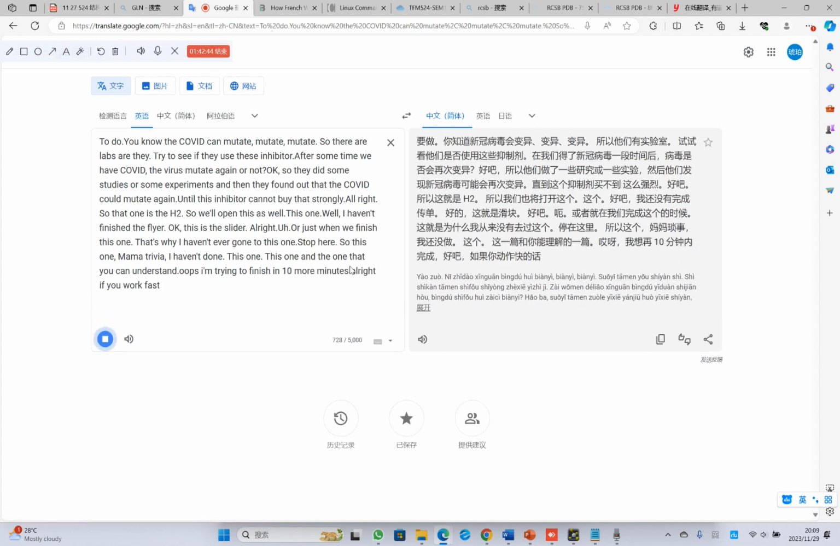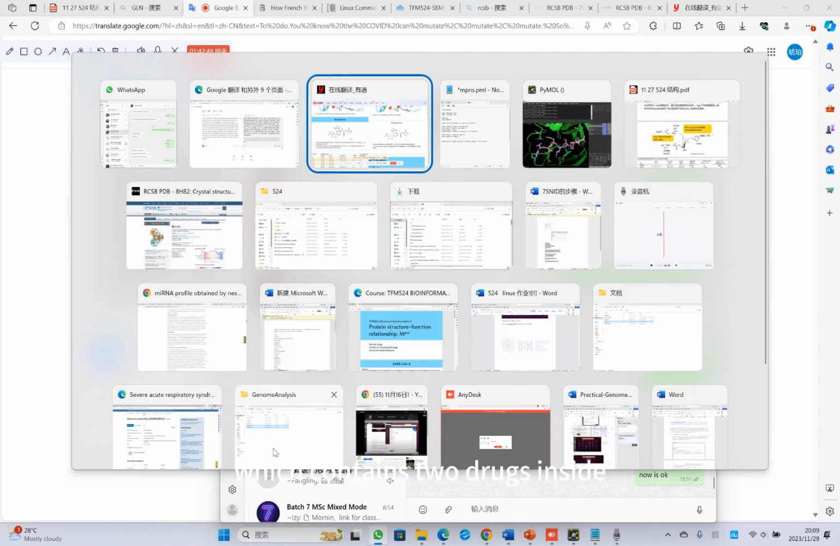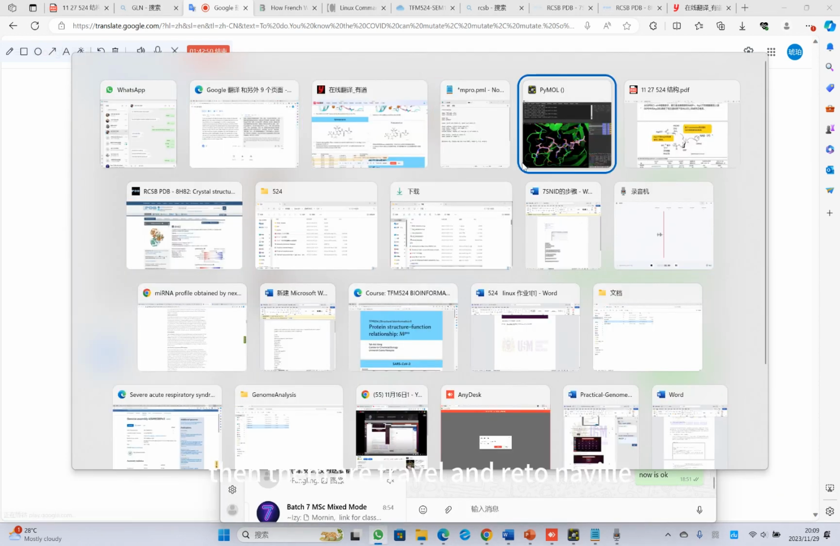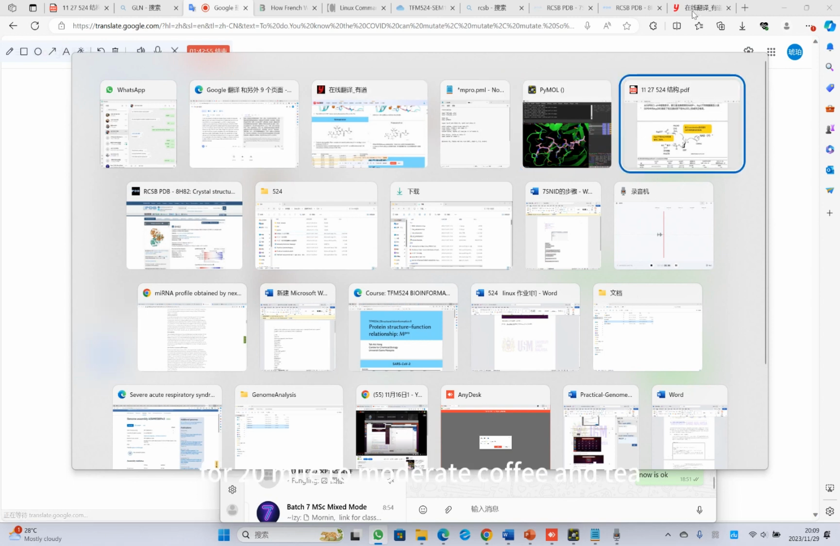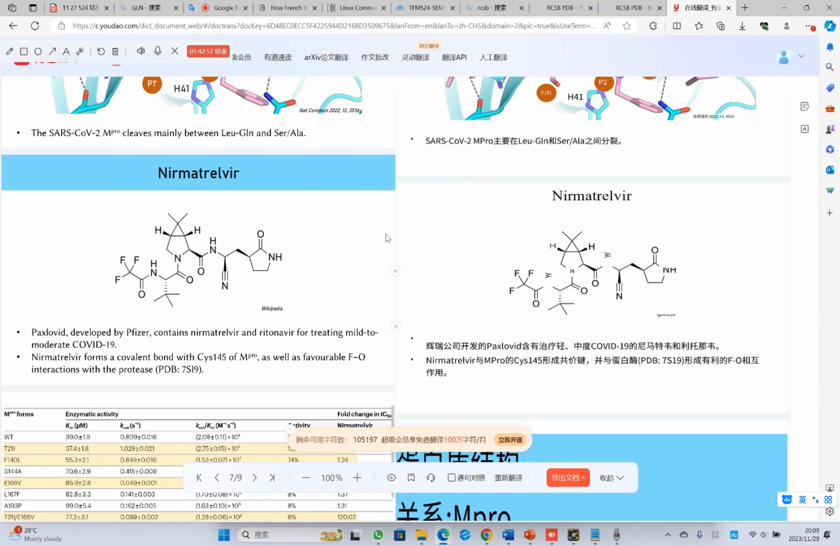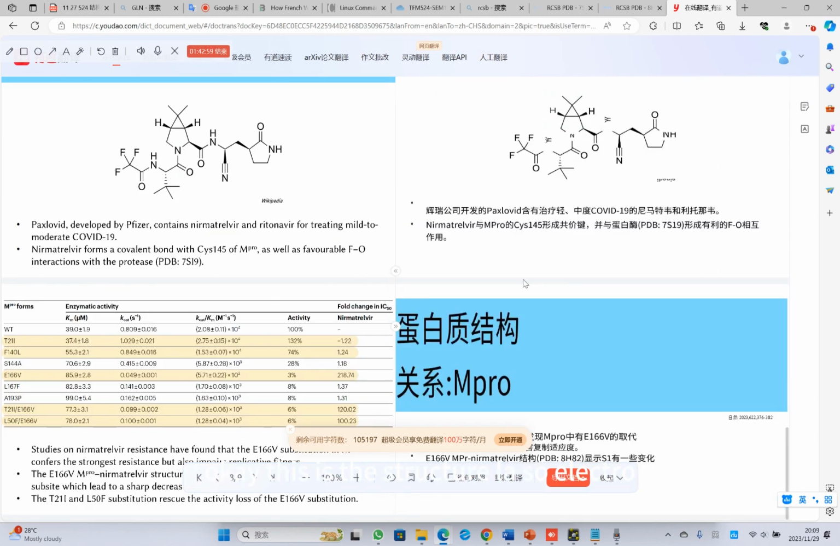So this is Paxlovid. Paxlovid is a drug developed by Pfizer, which contains two drugs inside, nematrelvir and ritonavir, for treating mild to moderate COVID-19. Okay, this is the structure. So nematrelvir forms a covalent bond with cysteine 145. Just now we see already, as well as favorable FO interactions with the protease. Okay. So 7S19, we see this already.